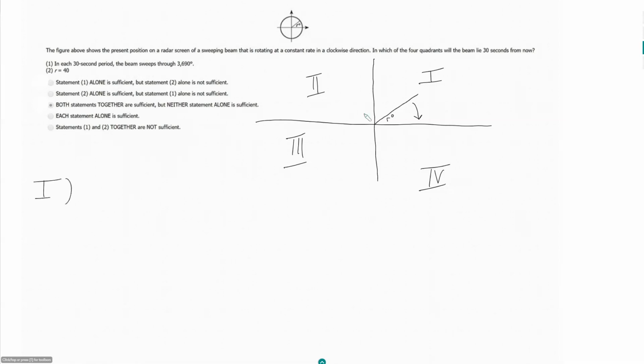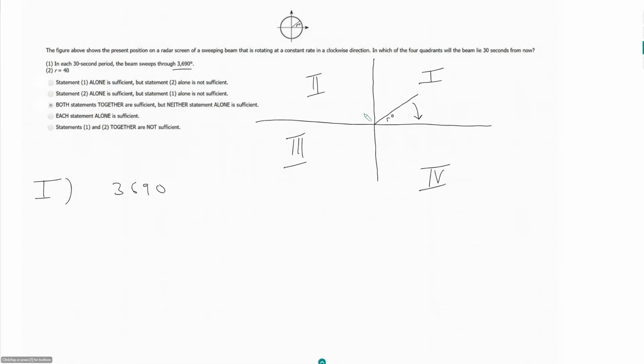So with that in mind, we've got to look at our statements. In each 30-second period, the beam sweeps through 3,690 degrees. Okay, so that means after 30 seconds, this is how far we will have gone. And what does that tell us about where we will line up?